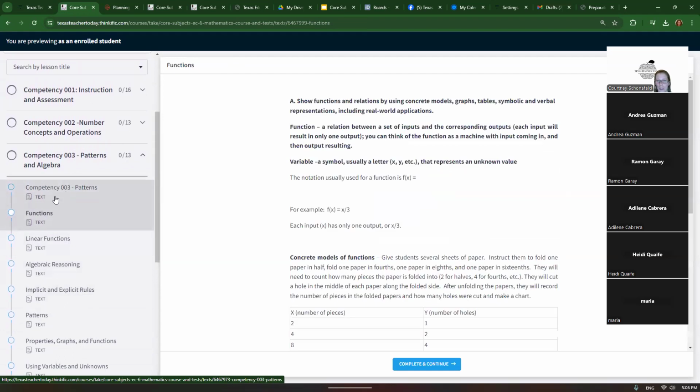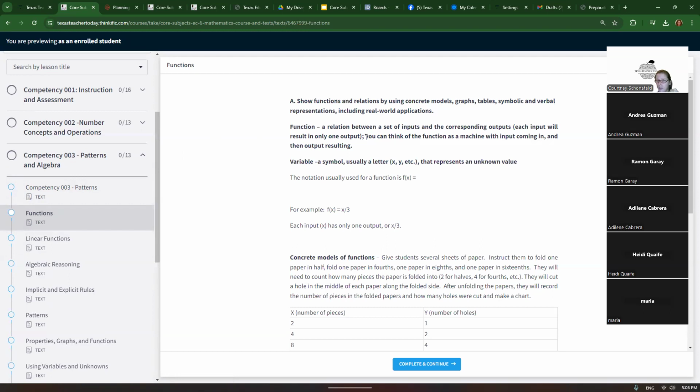So every competency has a video, but I want to walk you through it instead of just showing you a video. So we'll talk about this today. The first part of Competency 3 says show functions and relations by using concrete models, graphs, tables, symbolic and verbal representations, including real-world applications. So now we have to figure out, what does that actually mean?